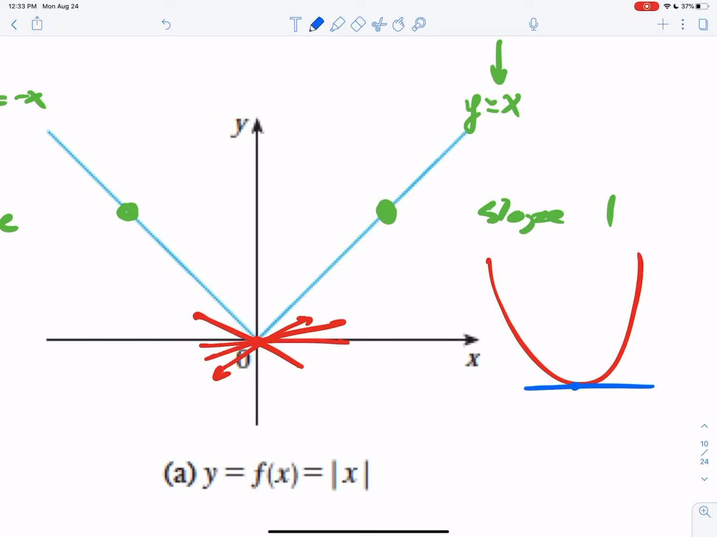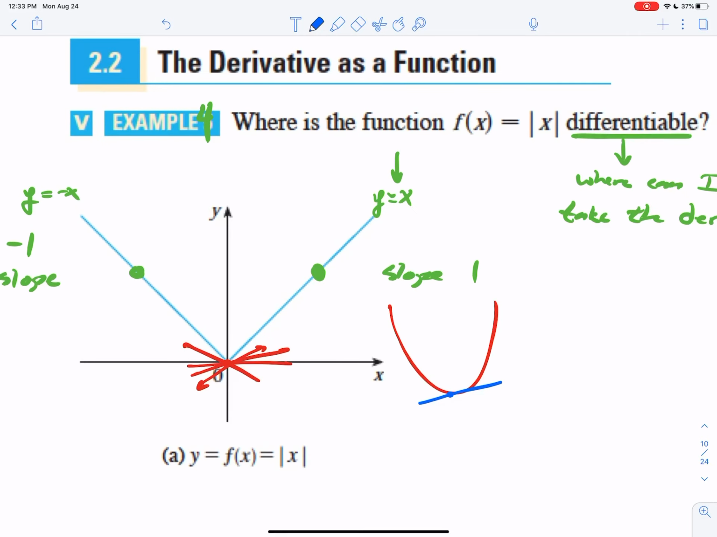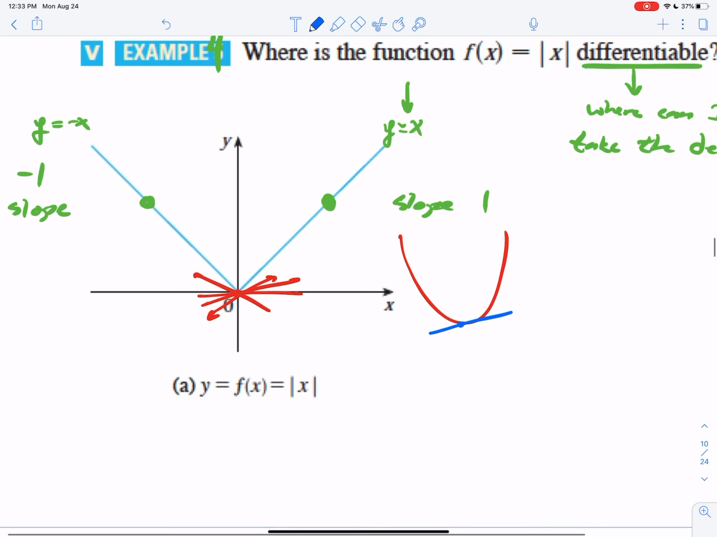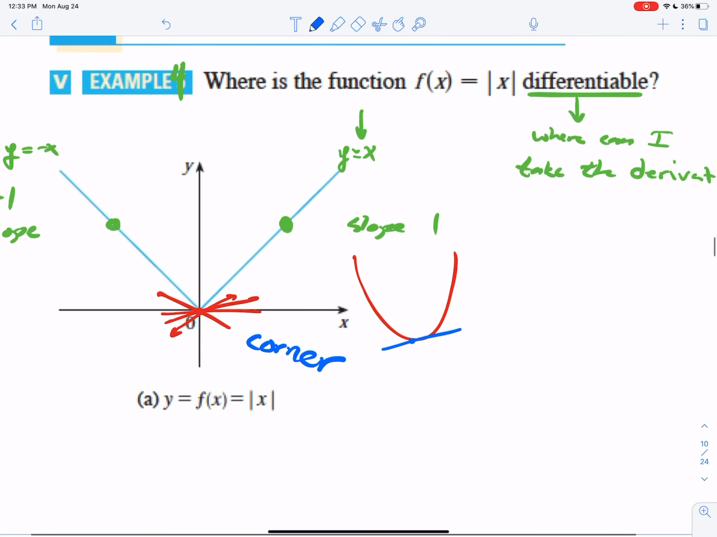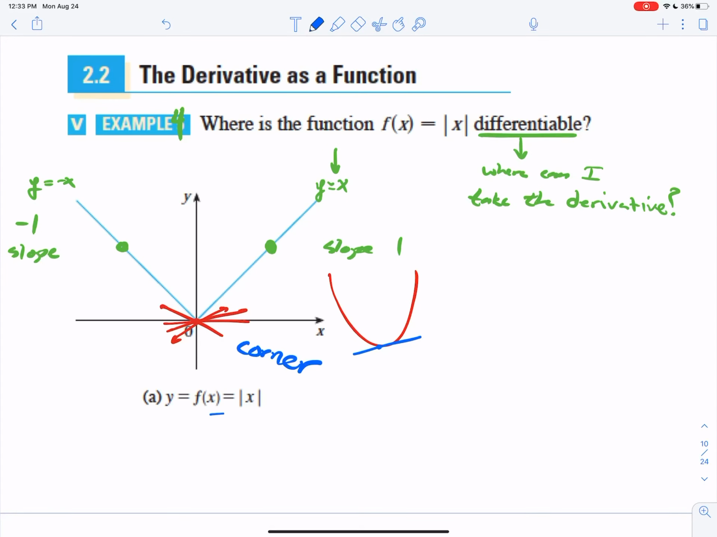And if you were to try to turn this even slightly, it'll intersect that curve twice, becoming a secant line. So tangent lines are unique in that way. All right? So you can't differentiate at a corner. And this is the example right here. You can find the slope everywhere else. So this function is differentiable everywhere except 0, at that corner. Okay?